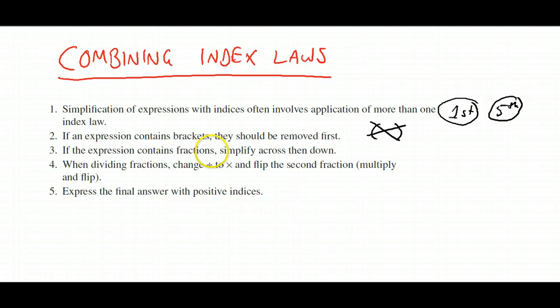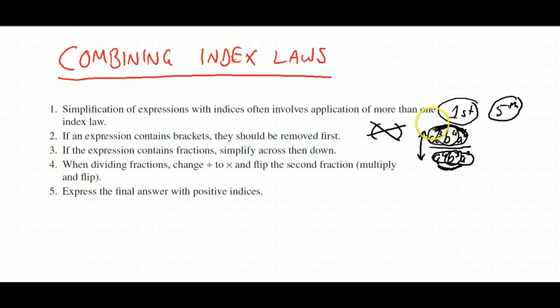The third one, if the expression contains fractions, first simplify across the fraction. So if you've got a to the 3, b to the 4, a to the 6 over a to the 4, b to the 3, a to the 2, first do something about these two a's on top. So that's going across, and also these a's on the bottom. Got to do something about those first before you then go up and down and do whatever the a's are on top divided by whatever the a's are on the bottom, and then the b on top and b on the bottom.